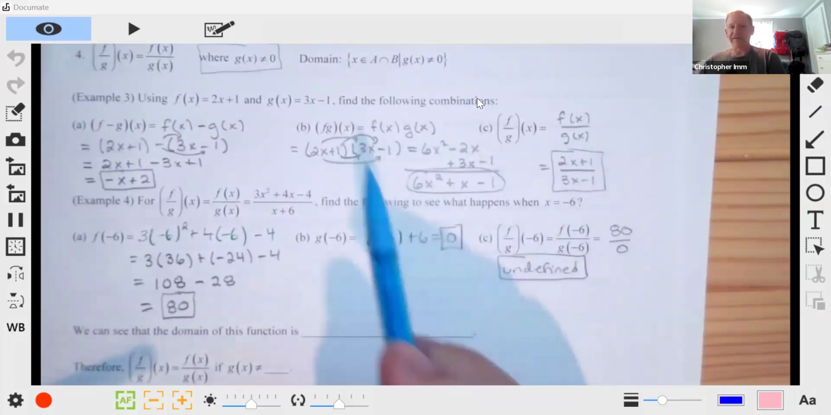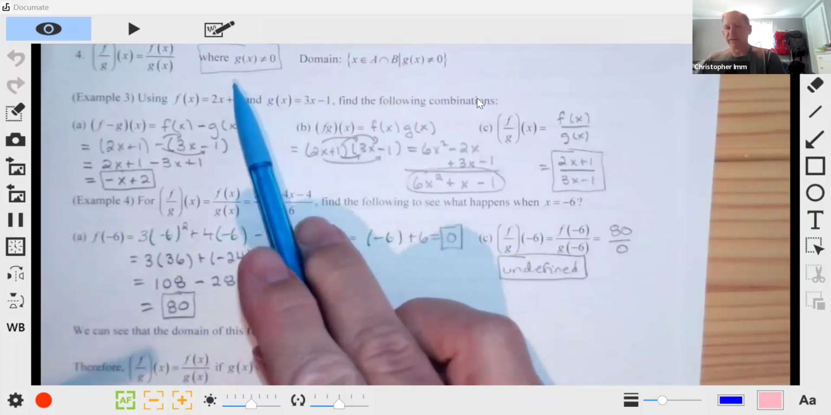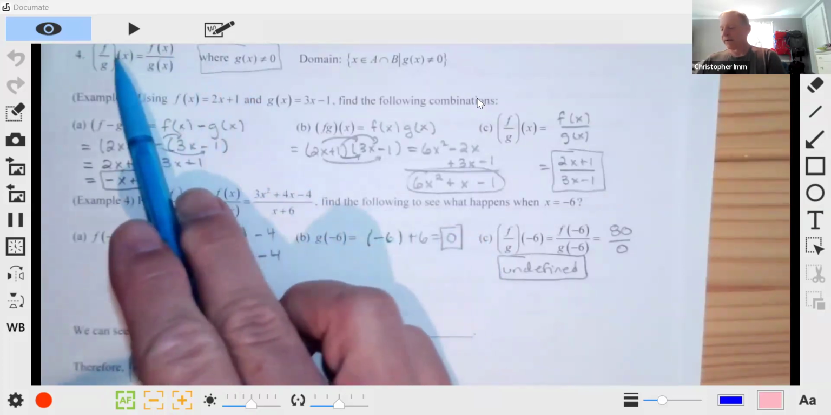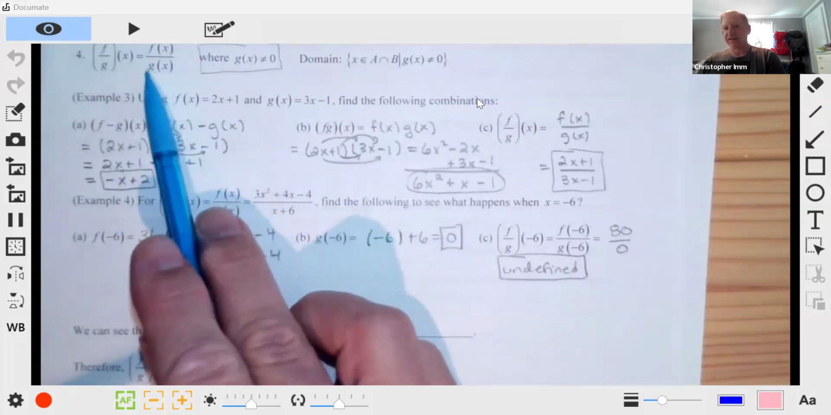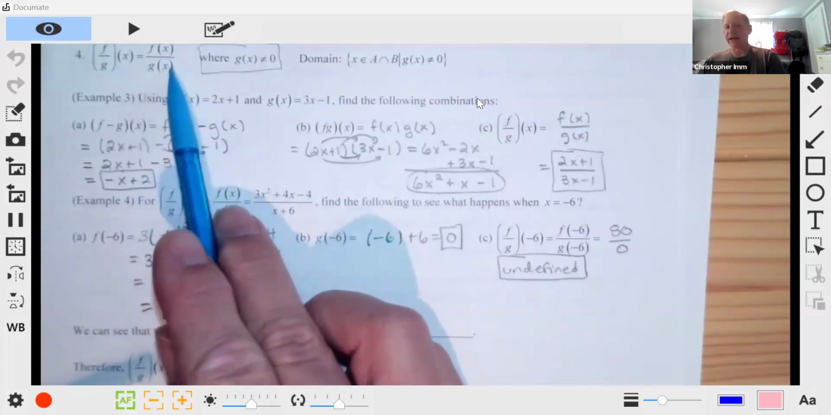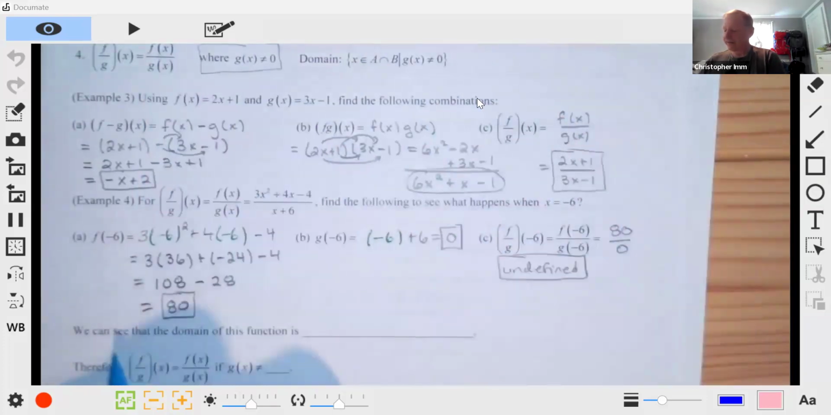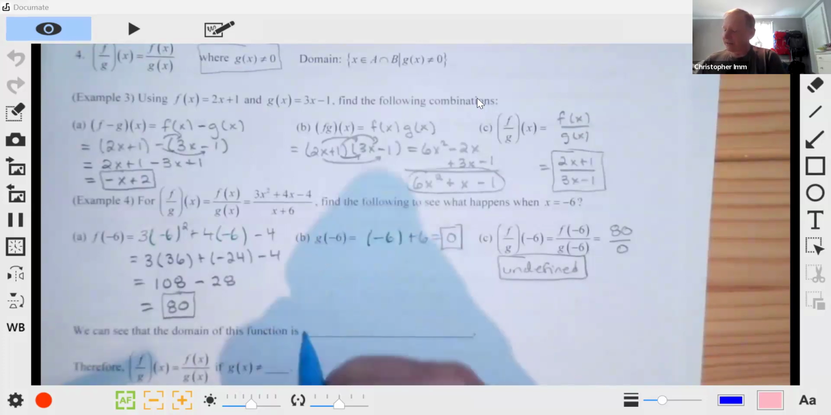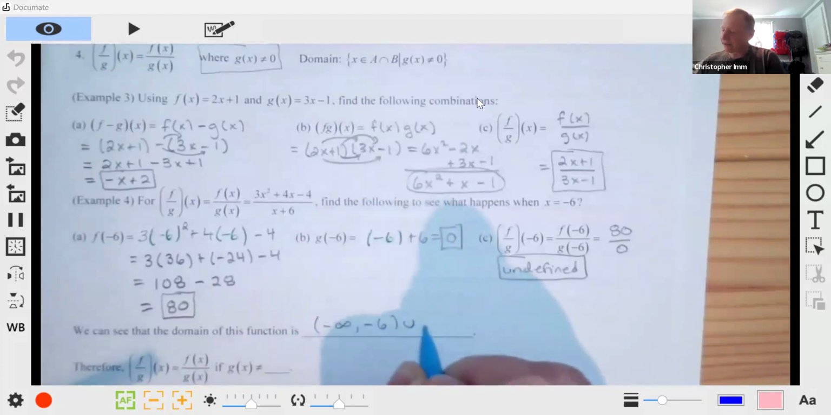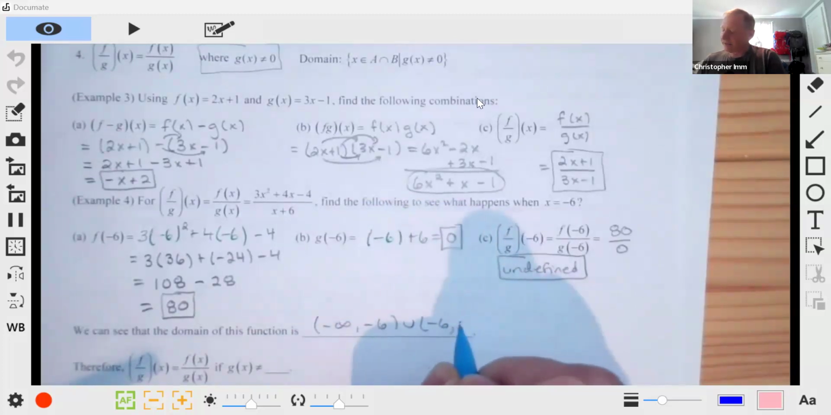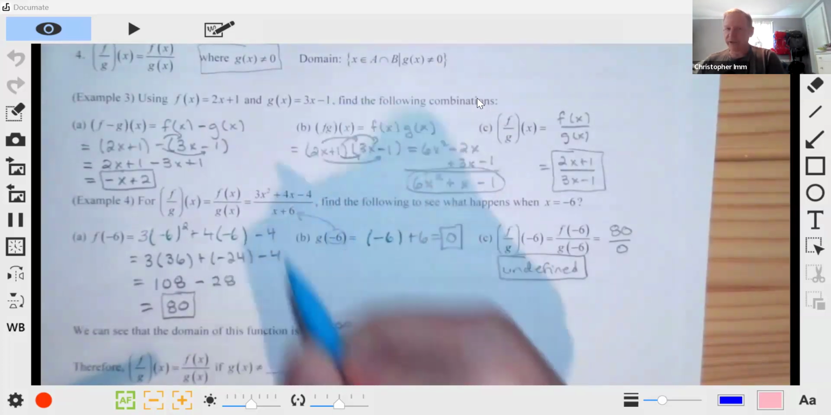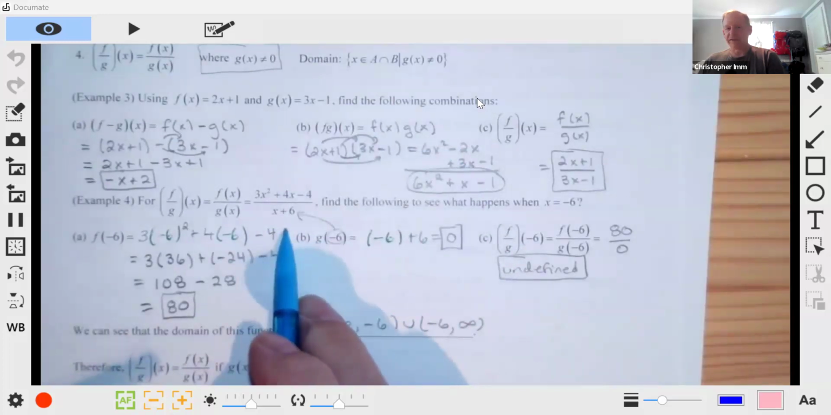Again, what I'm doing is sort of verifying this domain rule up here. So when I'm taking the division of two functions, I have to take the domain of what they have in common, but I need to weed out any points where g of x is equal to 0. So we can see that the domain of this function is going to be negative infinity to negative 6 union negative 6 to infinity, because negative 6 is going to be the only point where g of x is equal to 0.